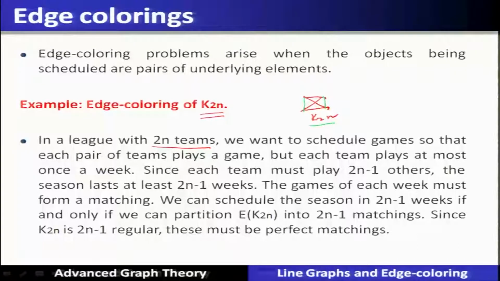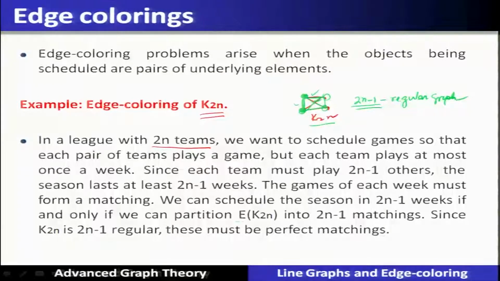So, K2n graph means, if we take a particular team, since it is a 2n minus 1 regular graph, it can have a pairing with all n minus 1 vertices. So, these edges will pair. Similarly, the other edges will also have such pairings. So, different pairings are basically possible.